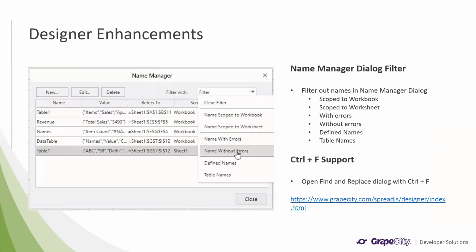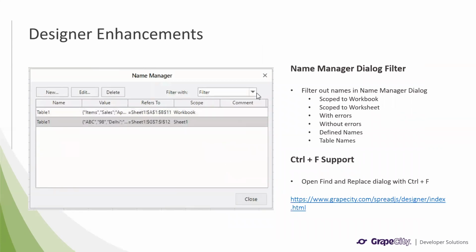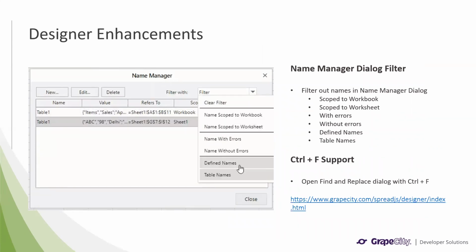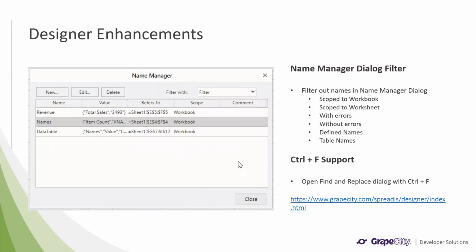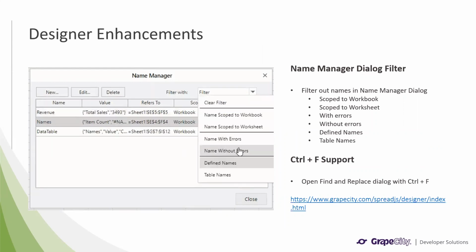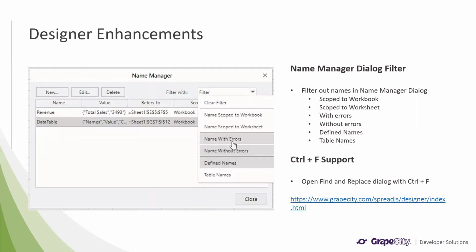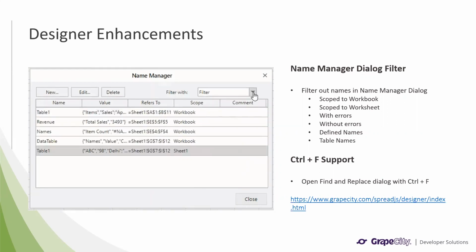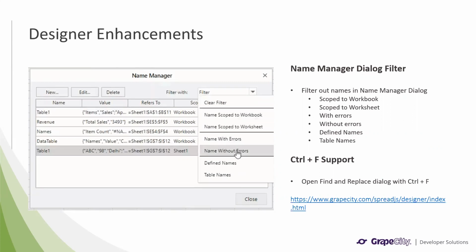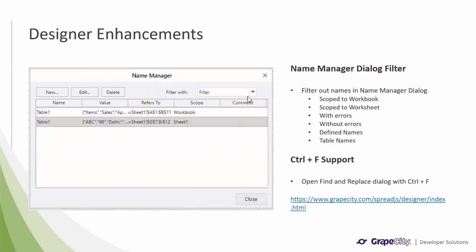With v15, we made the name manager dialog easy to use by adding a filter to it. This lets you filter names that are scoped to the workbook, scoped to the worksheet, with or without errors, defined names, and table names. This can be really useful when the workbook has a lot of names in it and you need to change a specific one.